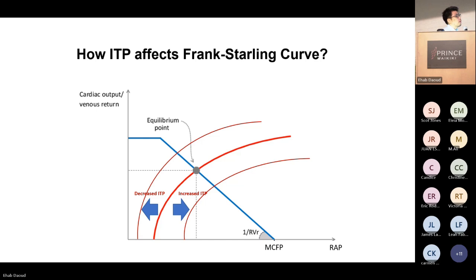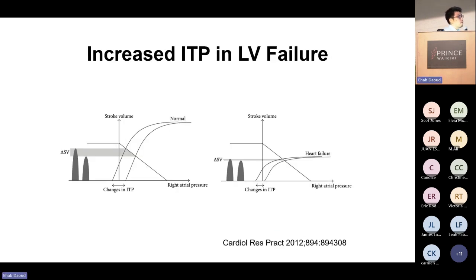When you think about heart failure people, they behave a little bit differently. So let's see normal people first. Let's say this is a normal cardiac output curve, and then you increase the intrathoracic pressure. The cardiac output curve goes right, and your volume status is still the same. So the initial cardiac output that you had is right here. However, by increasing the intrathoracic pressure, this cardiac output drops to here, and the difference of stroke volume is quite big.